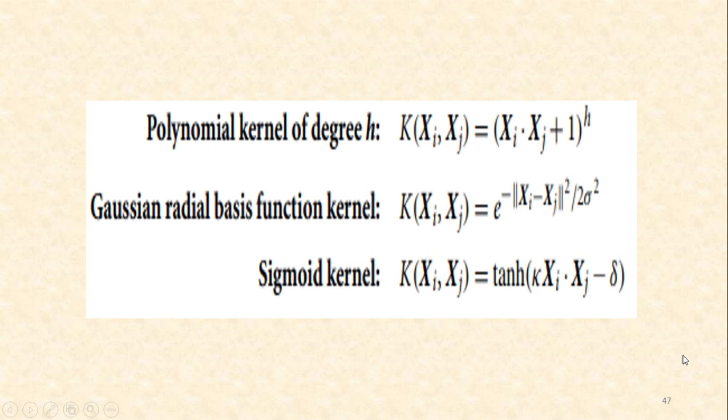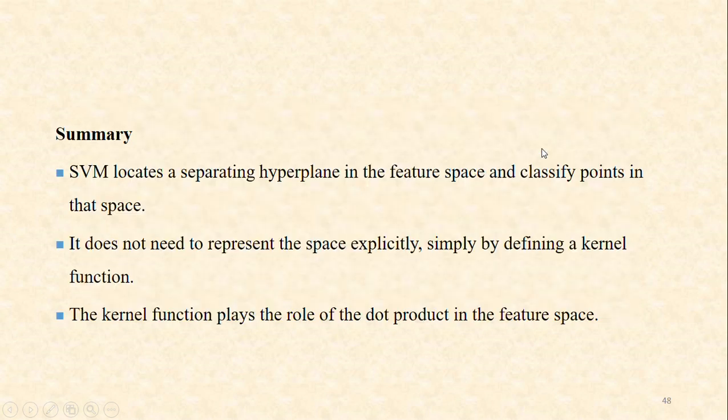There are several kernel functions, out of which three of them are popular. The first one is called polynomial kernel of degree h, then Gaussian radial basis function kernel, and the third one is called sigmoid kernel. The expressions for these three different kernels are written over here.